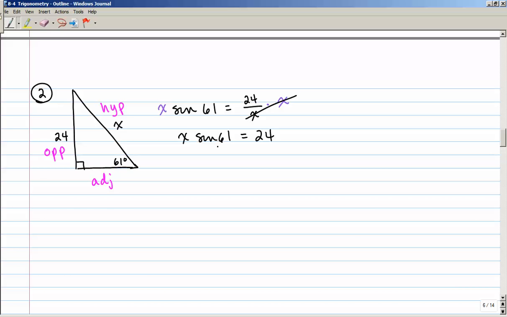And now I need to get x all by itself, so I'm going to divide both sides by the sine of 61. Not by 61, but by the sine of 61. So let's go ahead and write it here: x is equal to 24 over the sine of 61. That's exact. Punch that into your calculator, do 24 divided by, and you'll find the sine button right in front of the tangent button, 61. So that tells us that x is approximately equal to 27.44.